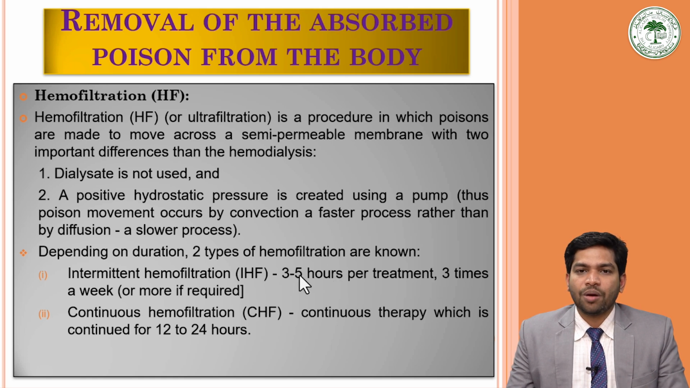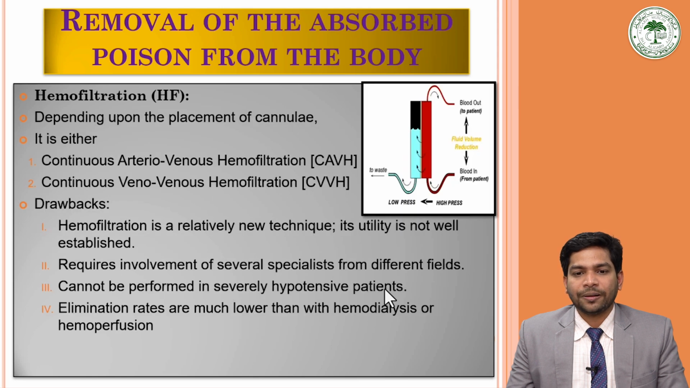Hemofiltration is of two types depending upon the duration of the filtration. One is the intermittent filtration, that is it takes 3 to 5 hours of treatment 3 times a week, and the second method could be the continuous hemofiltration where the therapy is continuous for a period of 12 to 24 hours. Then depending upon the placement of the cannula, it can be either continuous arteriovenous hemofiltration or continuous veno-venous hemofiltration. So if the cannulas are placed veno-venous, then that is veno-venous continuous filtration, otherwise arteriovenous could be there.